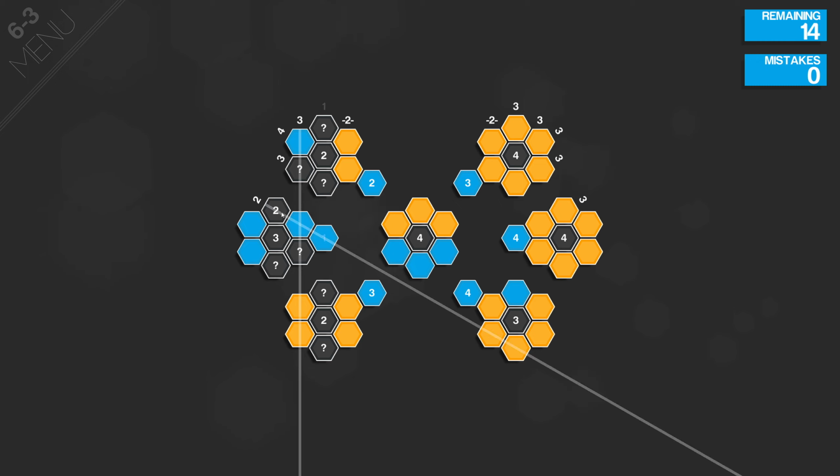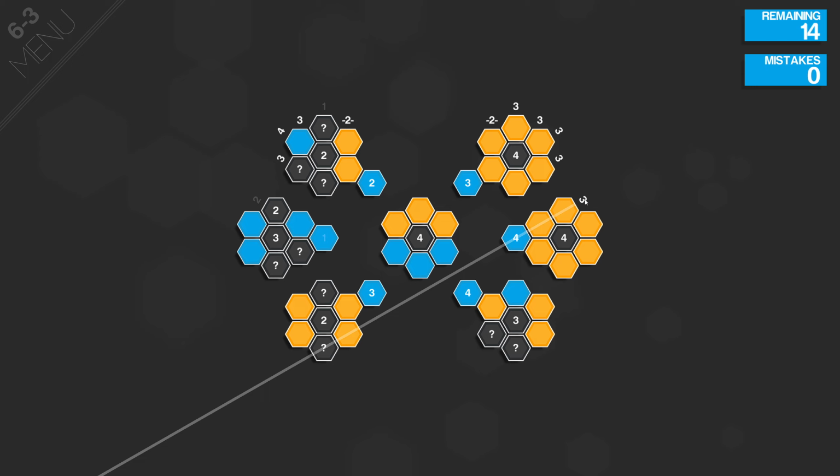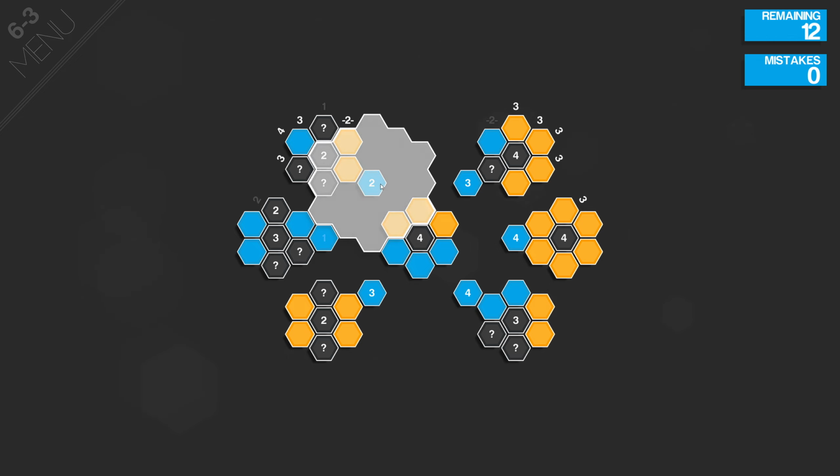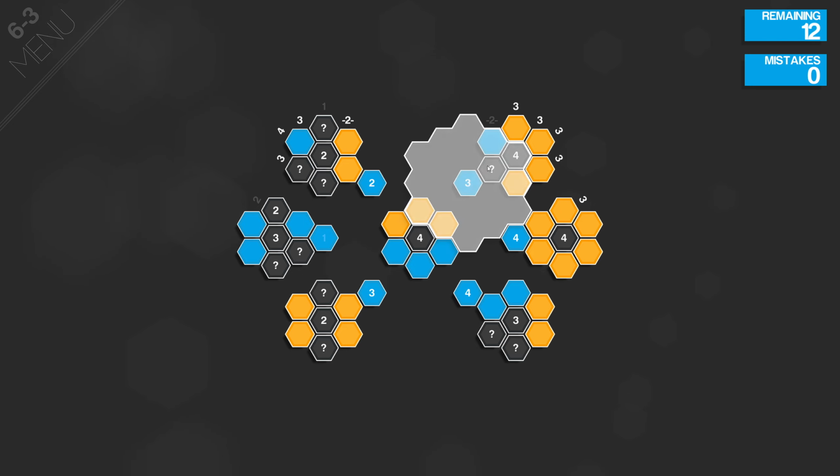Can't do anything with those yet, but this has 2 in its diagonal, so we can eliminate these. 3 here, we don't know yet. 2 non-consecutive here is going to give us this one, and not this one, and this one. Right. Just need to go around now and find the correct clues. So this guy here has one of those and one of these, and this 3 has 1, 2, and one of these.